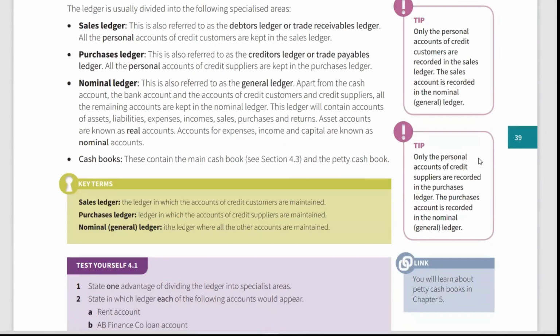And then we have another thing called cash book, which maintains the cash and bank transactions. So this basically contains the cash and bank account. We don't have cash and bank account separately. They're both combined in the cash book.